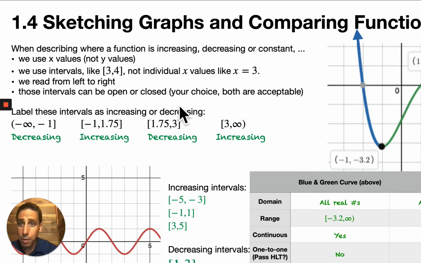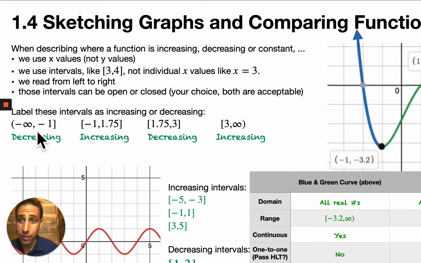When we're describing whether or not a function is increasing, decreasing, or constant, we're going to use the x values, not the y values. And we're going to use intervals like (3, 4), not individual values like x equals 3. We're reading from left to right, as I already said, and those intervals can be open or closed. Your choice. Both are acceptable, and that's fine. So label these intervals as increasing or decreasing.